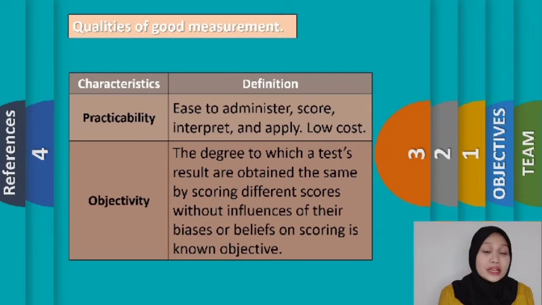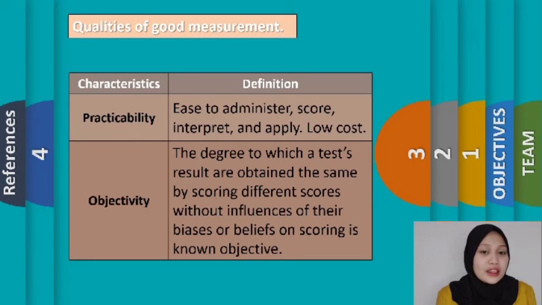And then when we say objectivity, the last characteristic, it is the degree to which test results are obtained the same by different scorers without the influence of their biases or beliefs on scoring. So dapat objective siya and not subjective. When we say objective, nag-score ka based on the data that you have really gathered, there are no personal biases or any opinion or subjective. There should be no biases doon sa measure mo.